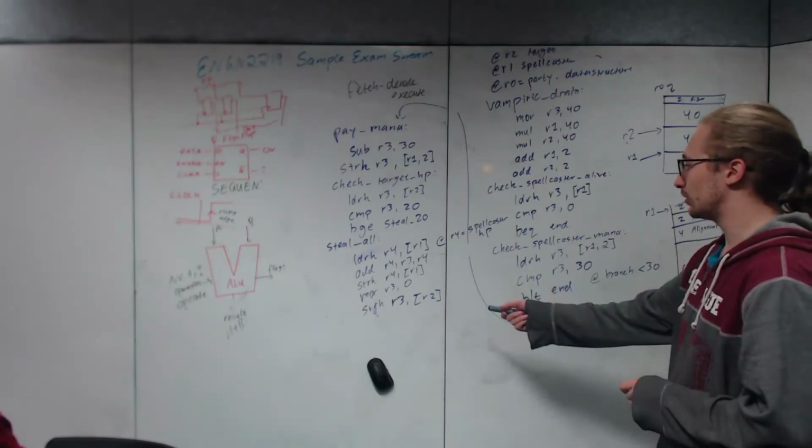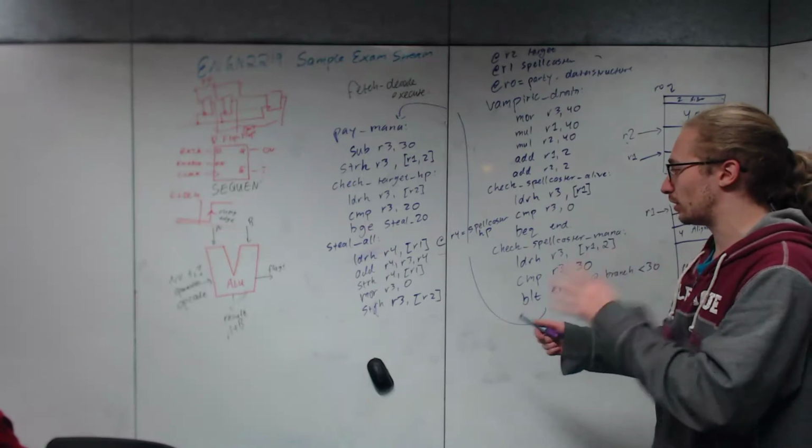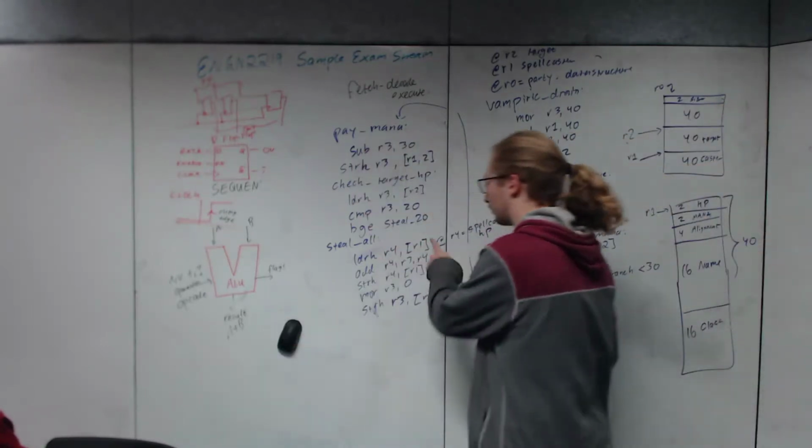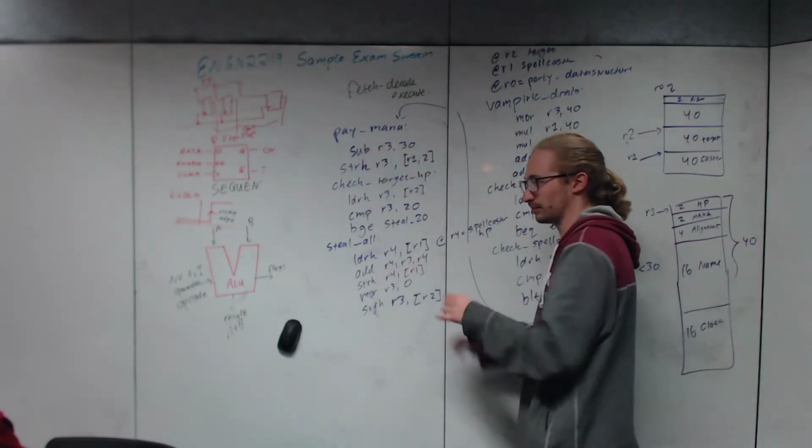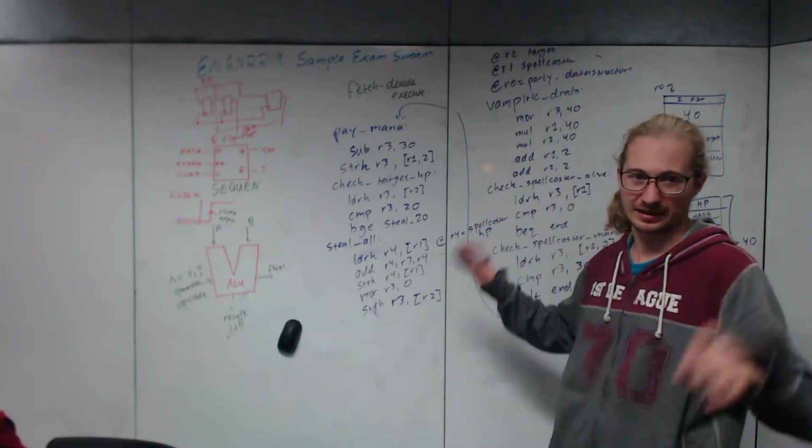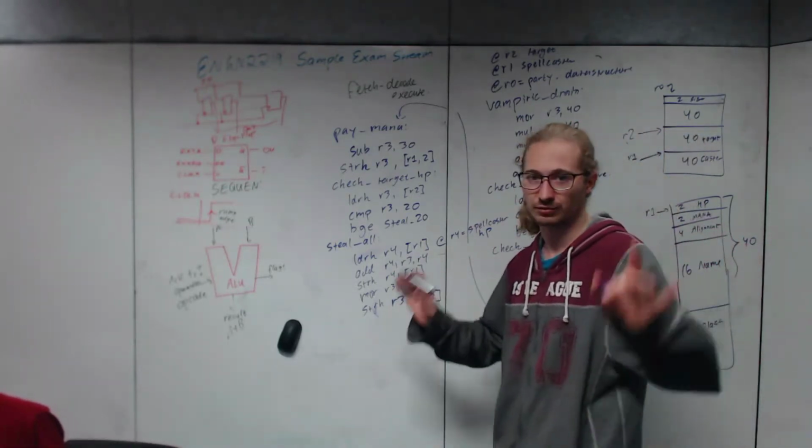So that's if I want to steal all of it. Now I've got to do it again if I want to steal only 20. In retrospect, I probably could reuse some of these loads and stores, but too late now. We can go back and optimize it later. Premature optimization is never a good idea. It's really easy to get lost.